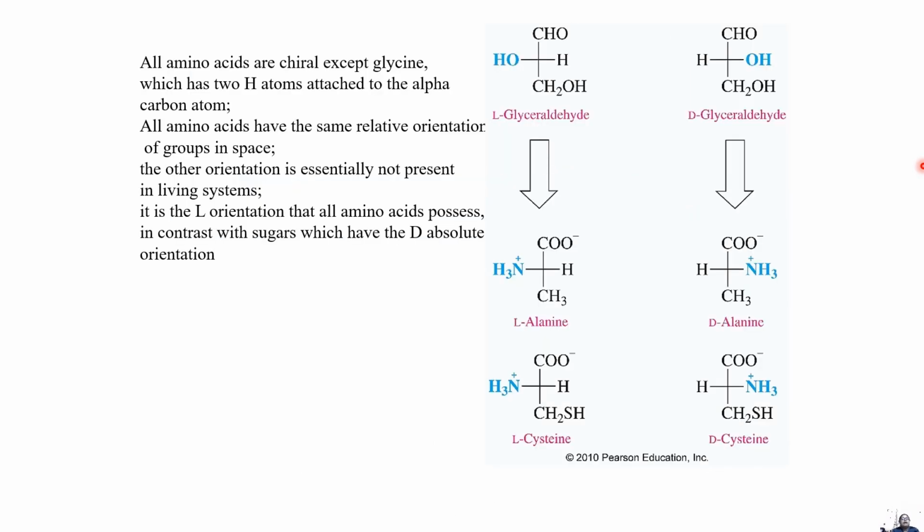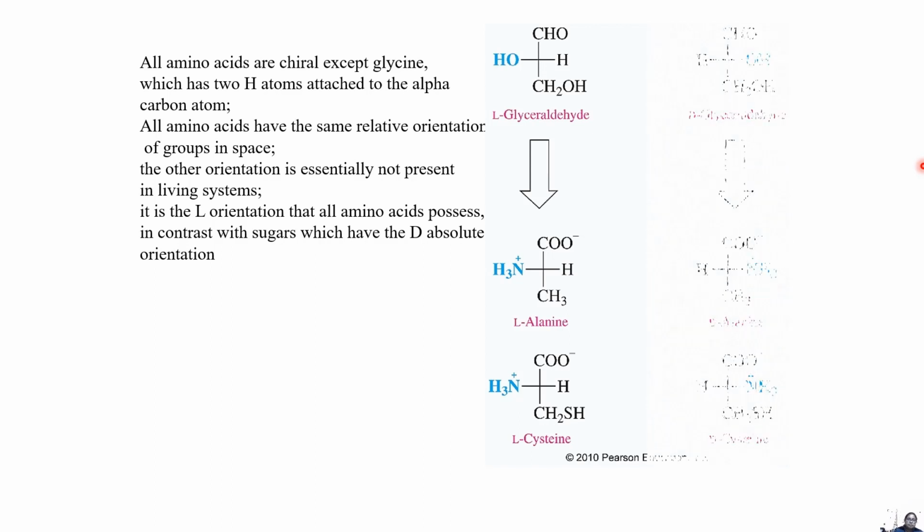Now, all amino acids are chiral except glycine, which has two H atoms attached to the alpha carbon. All amino acids have the same relative orientation of groups in space. The other orientation is essentially not present in living organisms. It's the L orientation that all amino acids possess, in contrast with sugars, which have the D absolute orientation. Again, we talked about this in one of the previous sessions.